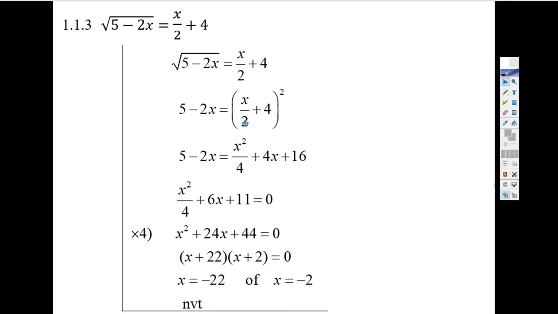But you have to be able to go x over 2 plus 4 times x over 2 plus 4. Well, x over 2 times x over 2, with fractions you multiply straight across. It's x squared over 2 squared, x squared over 4. Now you have an outside, x over 2 times 4, and 4 times x over 2. 4 divided by 2 is 2. It gives you 2x. And then you've got an outside and another 2x, an inside of 2x. That makes 4x. And 4 times 4 is 16.